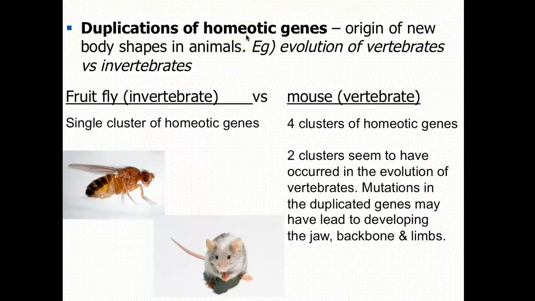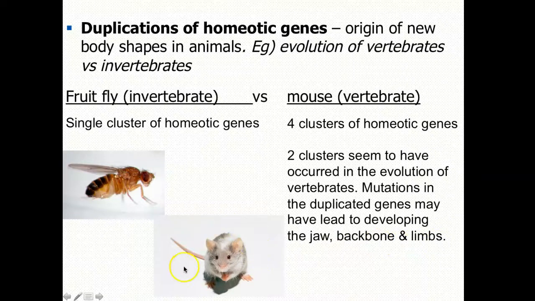So in the evolution of invertebrates to vertebrates, it turned out that all that happened was that the fruit fly, which is an invertebrate, has a single cluster of homeotic genes. But mice have four clusters of homeotic genes. Two clusters seem to have occurred in the evolution of vertebrates. Mutations in the duplicated genes may have led to developing the jaw, the backbone, and limbs.